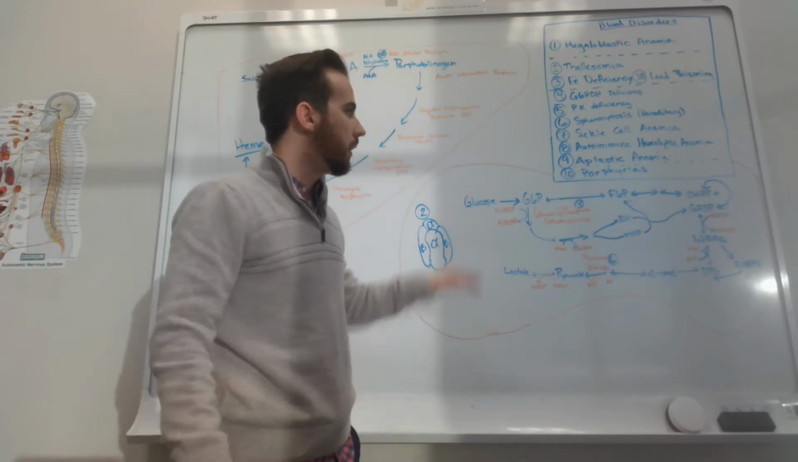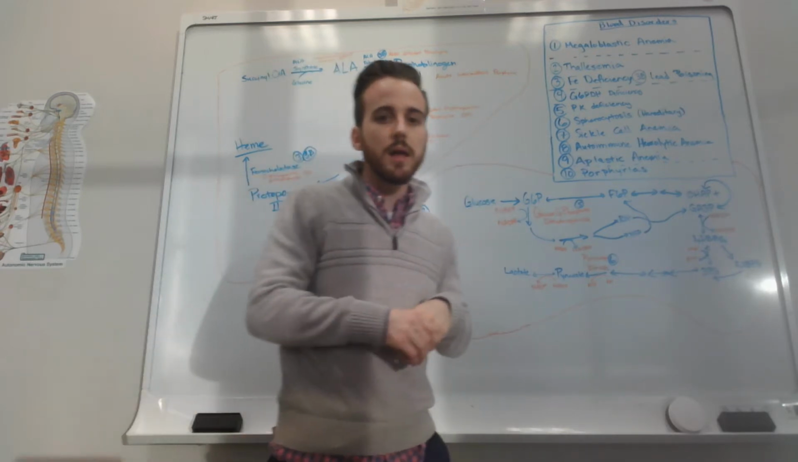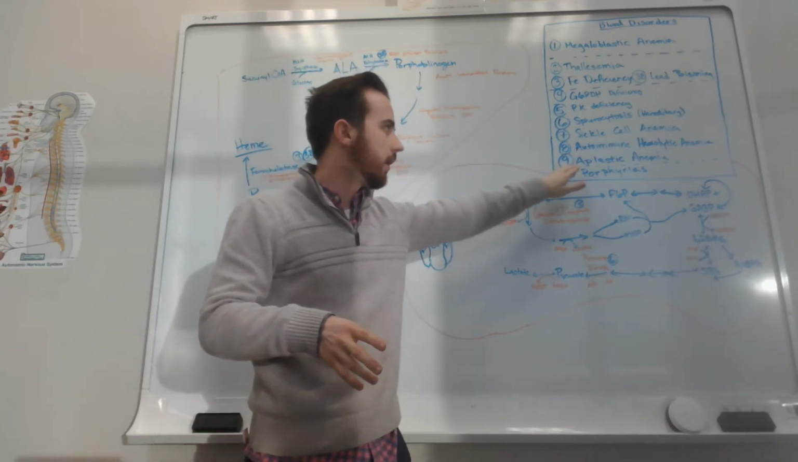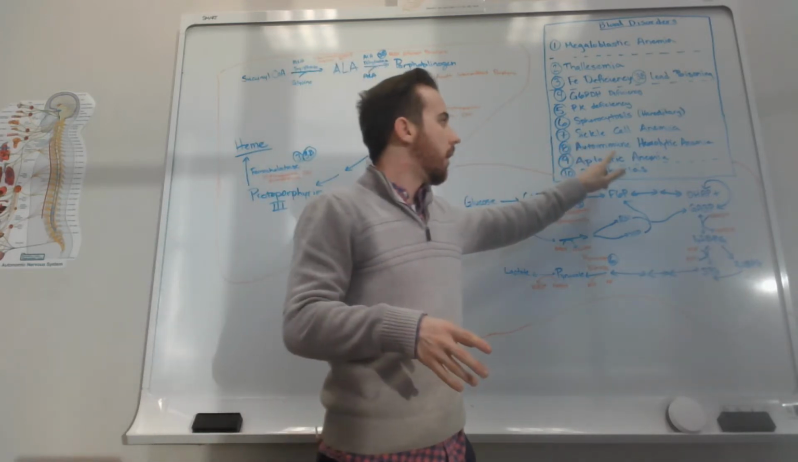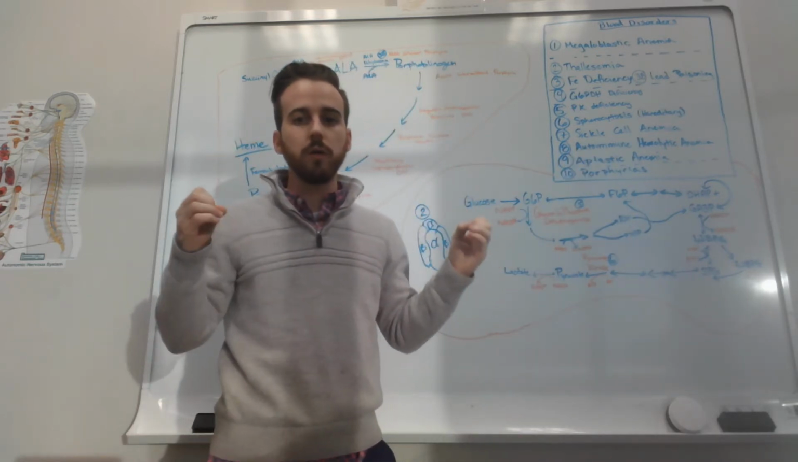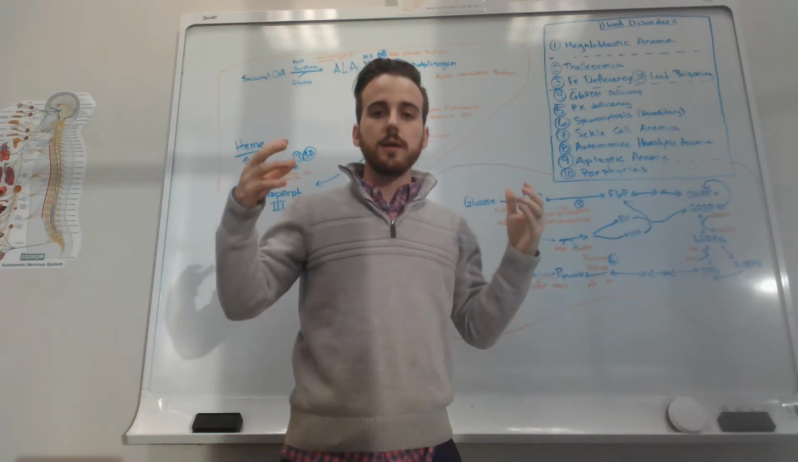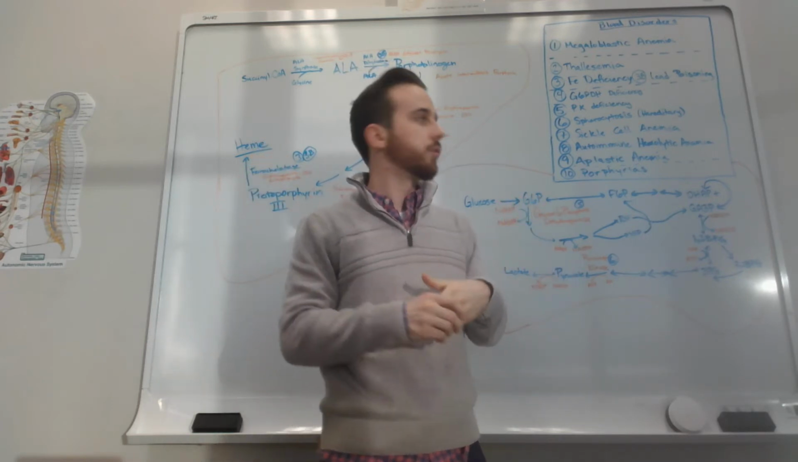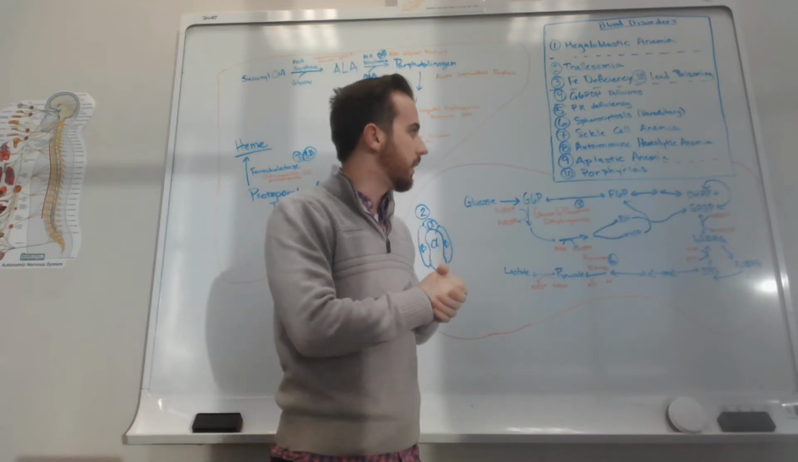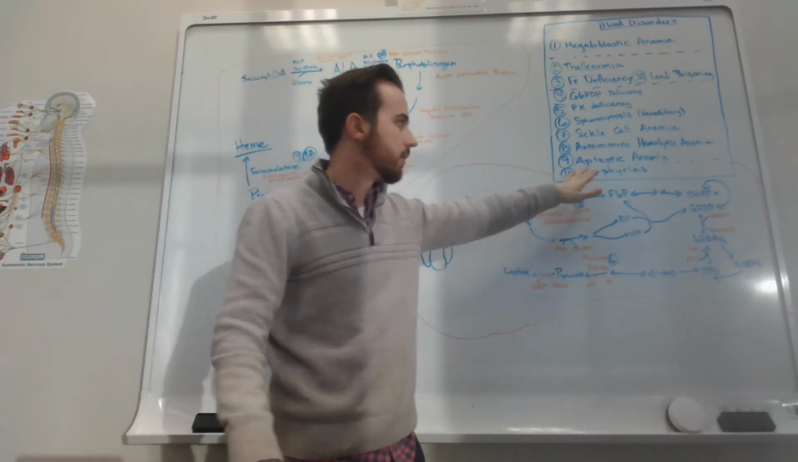Okay. Next off, we have aplastic anemia. Aplastic anemia is actually when you have anemia that's caused by loss of bone marrow. When you don't have enough bone marrow, you aren't able to make enough red blood cells, and that results in anemia.